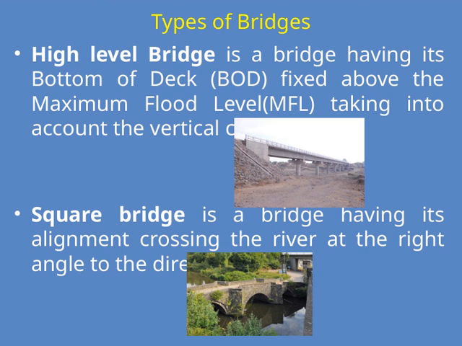This type is characterized by its alignment crossing the river at a right angle to the flow of water. Essentially, it crosses directly across the river's width, perpendicular to the direction of flow. This alignment can simplify construction and improve stability, especially in certain terrains. Connecting this to our overall theme, understanding these different types helps us choose the right design based on site conditions, flow dynamics, and safety requirements.